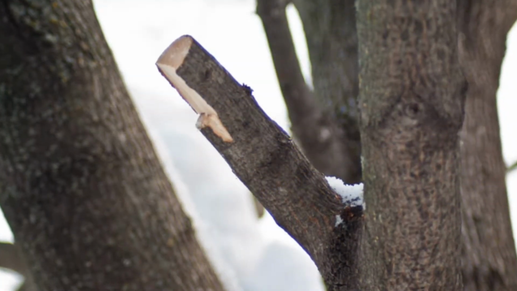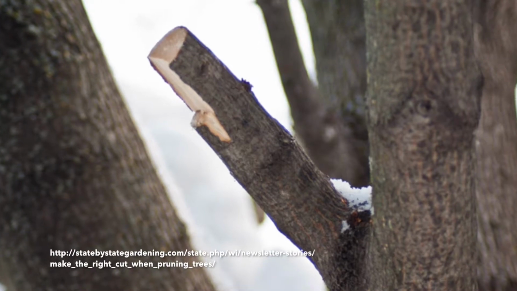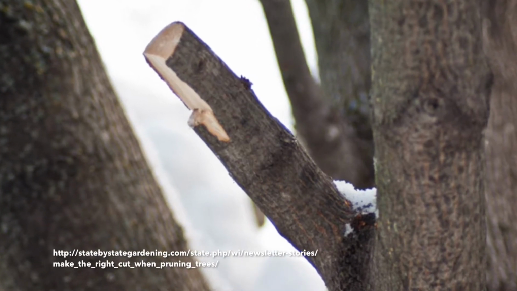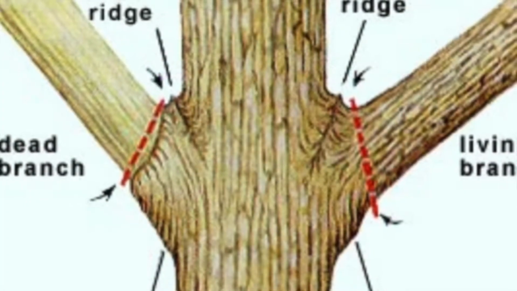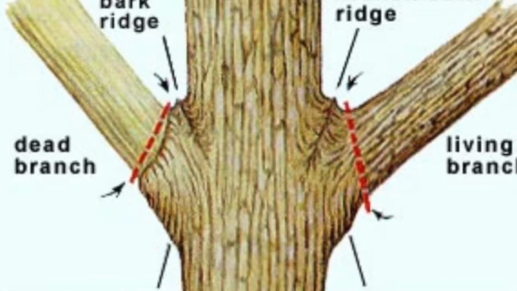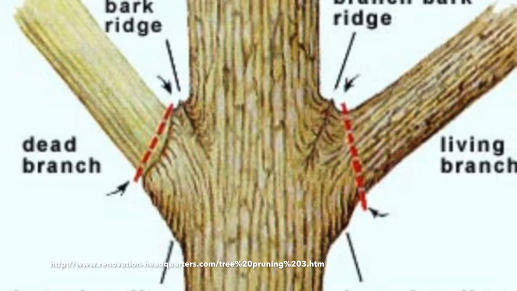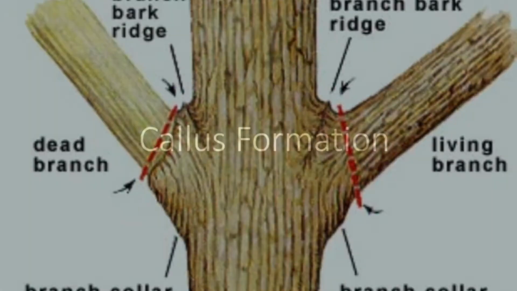Now what is left is a branch stub. If the branch stub is left, the tree cannot seal off the wound and will cause decay. To prevent this, the final cut must be made by cutting the branch just along the branch bark ridge, allowing for optimal healing after the pruning cut has been made.